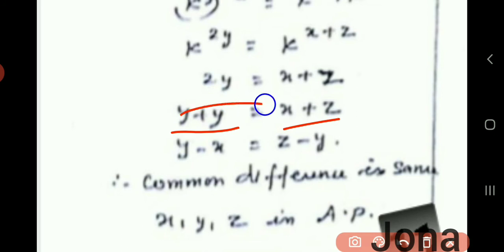If the bases are same, we can add the powers, so k power x plus z. And if the bases are same on both the sides, we can equate the powers, so we have 2y equal to x plus z. The 2y can be split into y plus y, so y plus y equal to x plus z. Now I want to order such things like this: y minus x equal to z minus y. That is nothing but the common difference is same here. Therefore x, y, z are in arithmetic progression.